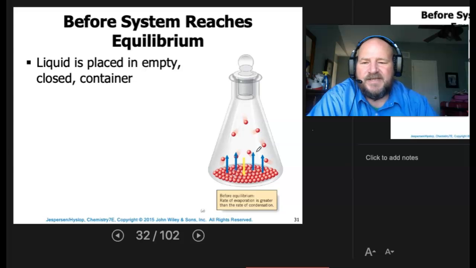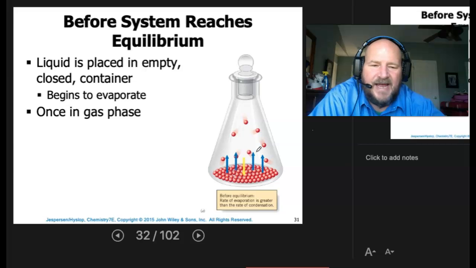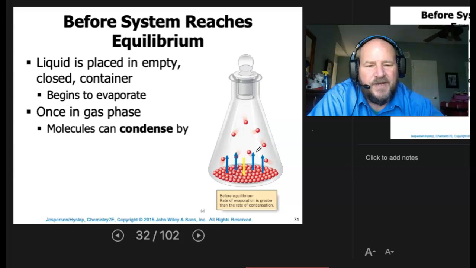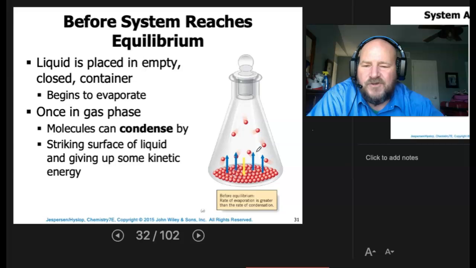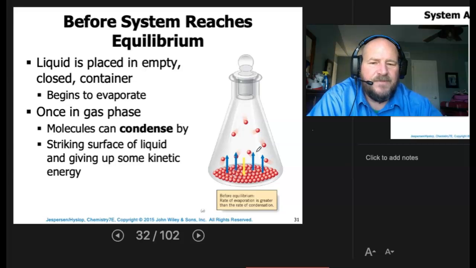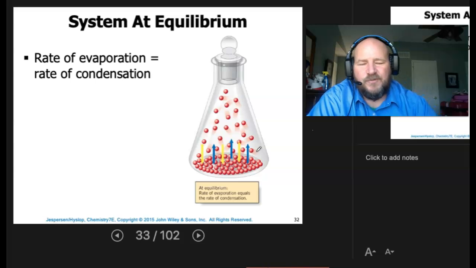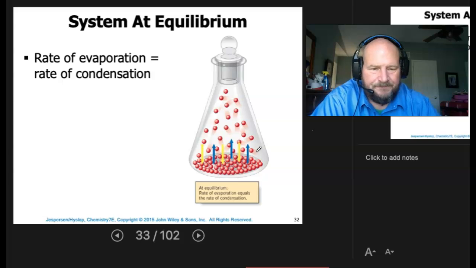So if a liquid is placed in an empty closed container, it begins to evaporate. Now, once in the gas phase, the molecules will begin to condense from striking the surface of the liquid and giving up some of their kinetic energy. So once the system's at equilibrium, the rate of evaporation will equal the rate of condensation.